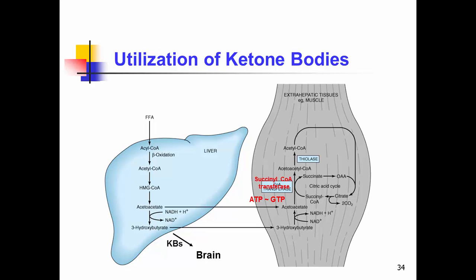So now you'll probably be able to answer the question of why the liver cannot utilize ketone bodies. Just guess why. Yes, because it lacks succinyl-CoA transferase, which is a key enzyme for the utilization of ketone bodies, right? So the liver does not have this enzyme, so it cannot break down and utilize ketone bodies.